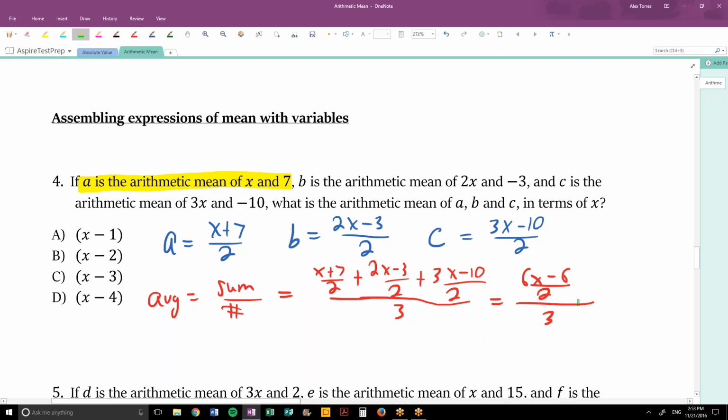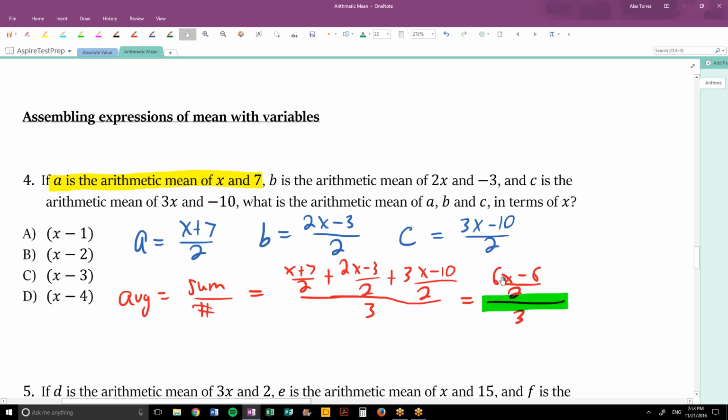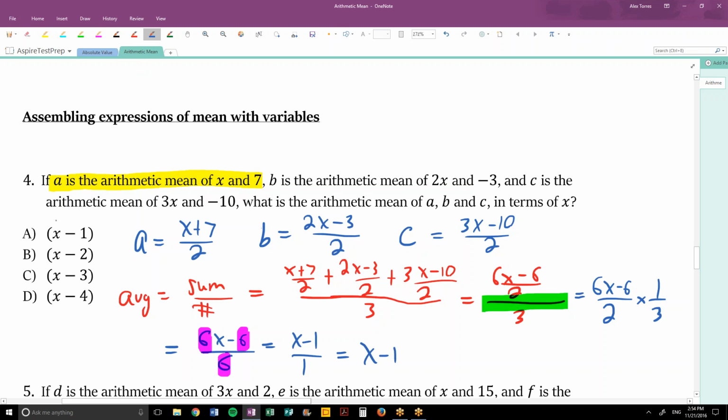A fraction is another way of expressing division. So what this really is, is 6x minus 6 all over 2, and that is all being divided by 3. When you're dividing fractions, you multiply by the reciprocal. So this is 6x minus 6 over 2 times 1 over 3. What we get there is 6x minus 6 all over 6. Simplifying this, we see that all 3 of these numbers are divisible by 6. So we can simplify by dividing by 6 over 6, and that gives us x minus 1 over 1, or just x minus 1.